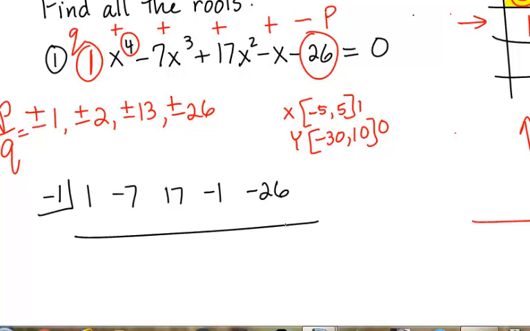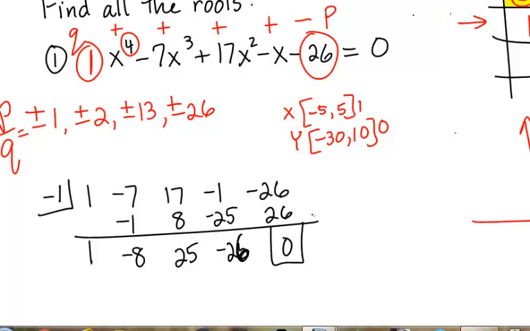Okay, and do -1. So add going down, and then multiply. Add going down, and multiply. Add going down, and multiply. Add going down. Oops, add going down. -26 and add 26 be 0. Okay?